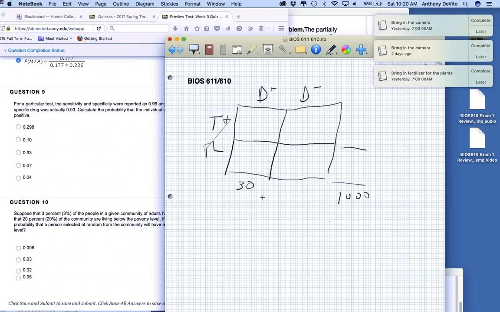Okay, so let's go back to this. So the prevalence is 30%, right? So that would mean 30 people out of 1,000, or 3 out of 100. I'm just trying to keep round numbers here, so I made it 1,000. So 30 people, and 970 people are not drug users.